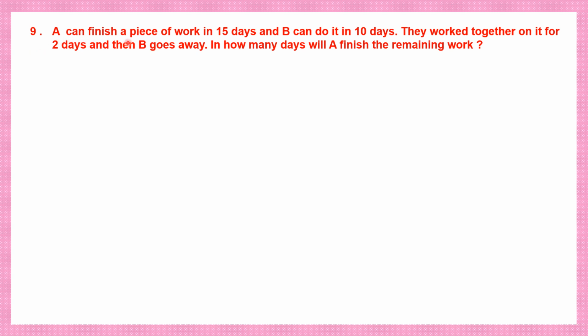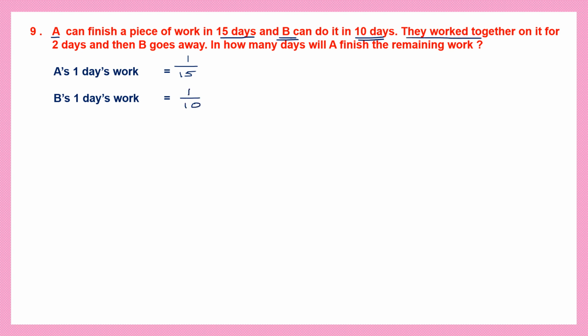Question 9. A can finish a piece of work in 15 days and B can do it in 10 days. They worked together on it for 2 days and then B goes away. In how many days will A finish the remaining work? Just like the previous question, let's begin with the first part. A can finish a piece of work in 15 days. That means A's 1 day's work will be 1 by 15. And then B can do it in 10 days. That means B's 1 day's work is 1 by 10.